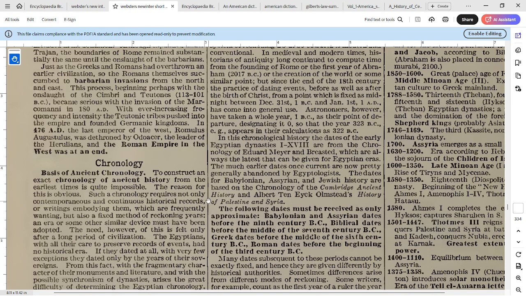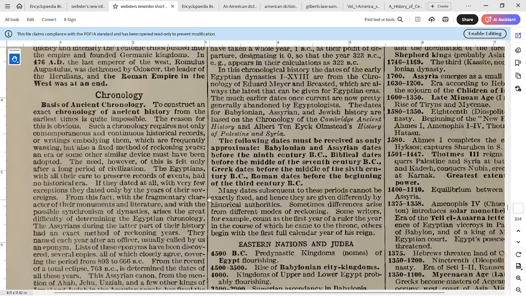The dates for Babylonian, Assyrian, and Jewish history are based on the chronology of the Cambridge Ancient History and Albert Olmstead's History of Palestine and Syria. The following dates may be received as only approximate.